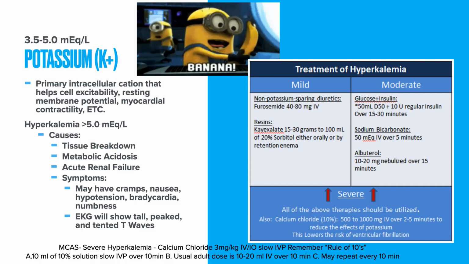Moderate treatment is going to be glucose and insulin. It's going to be 50 milliliters of D50 plus 10 units of regular insulin over 15 to 30 minutes. Sodium bicarb, 50 milliequivalents IV over 5 minutes. And then albuterol, 10 to 20 milligrams nebulized over 15 minutes. Well, that's weird. What's happening?